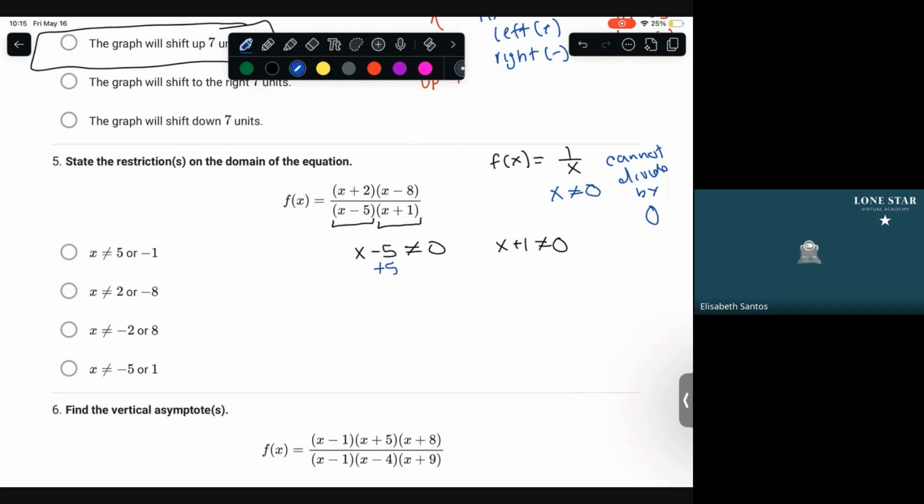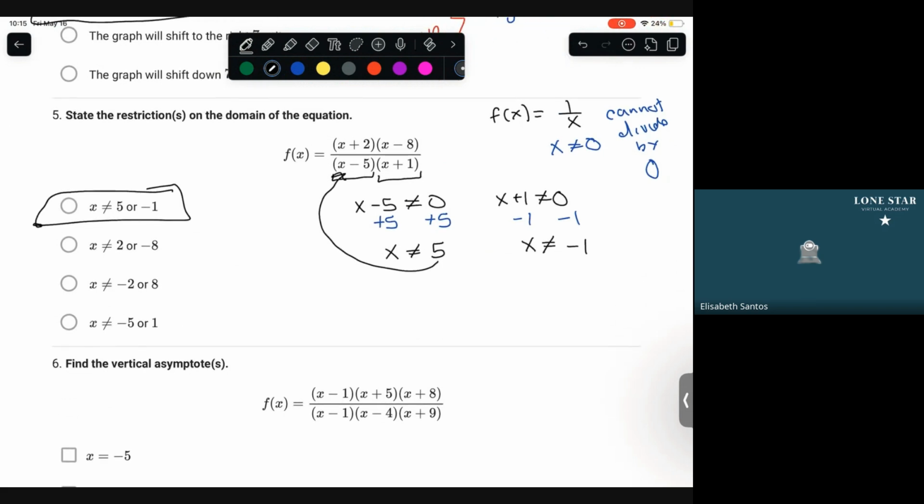So I'm going to add 5 here. And we get that x cannot equal 5, which makes sense because if you plug in 5 here, what's 5 minus 5? 0. 0 times x plus 1 is 0. So that makes the denominator 0. So x cannot equal 5. And then here we subtract 1 on both sides, and we get that x cannot equal -1. So that would be this one.